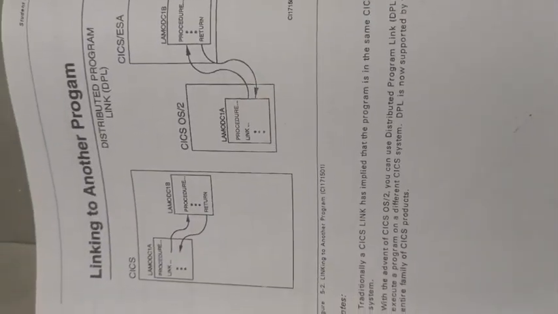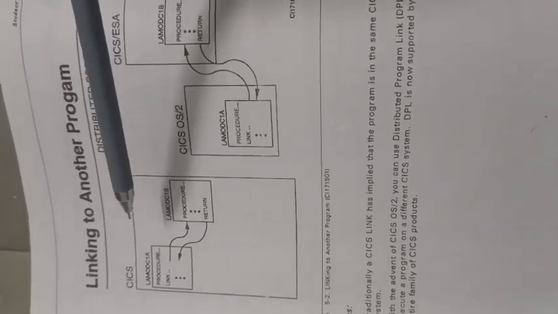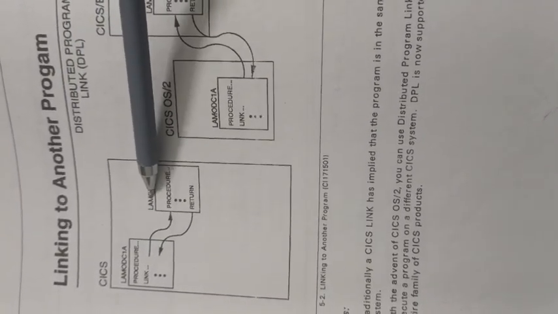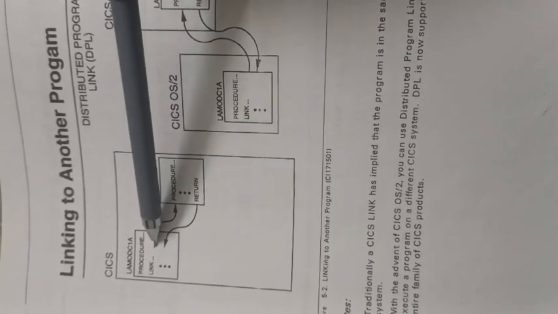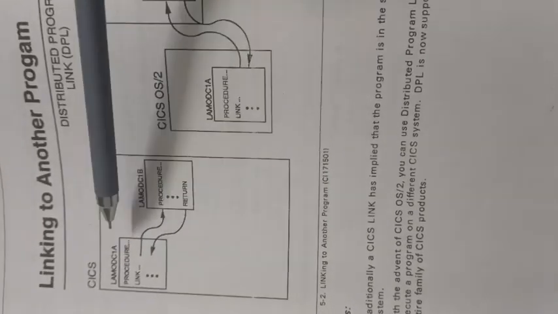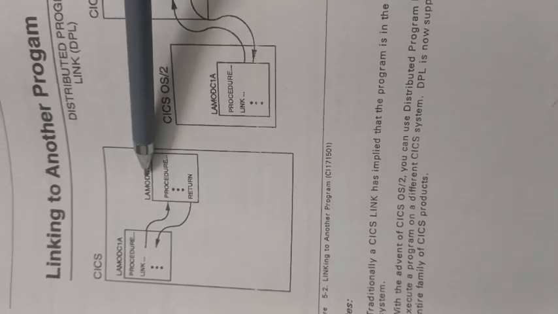What is linking to another program? It is nothing but one program linking with another program: how to call, how to pass the data, and how to call from program A to program B. Here this is program A and program B.